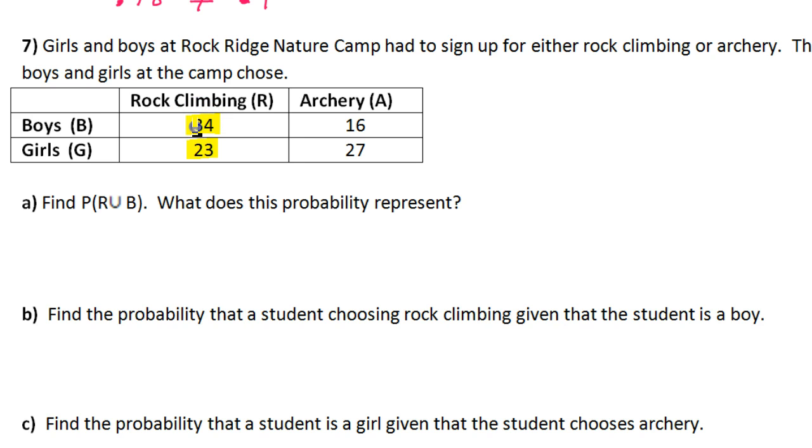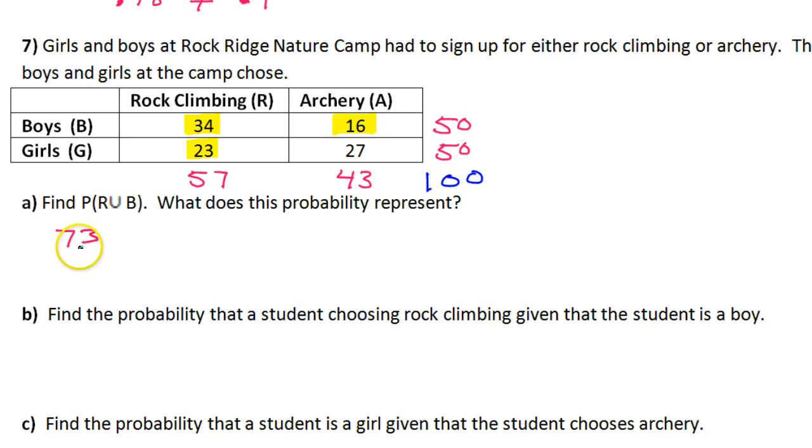Okay, and here are my boys. Everybody that I just highlighted is included in this probability. Rock climbers or boys. So I'm going to add up all three of these numbers, and that'll be my target. I'm going to need the total of this table, so I might as well. The sum of the three yellow numbers is 73.